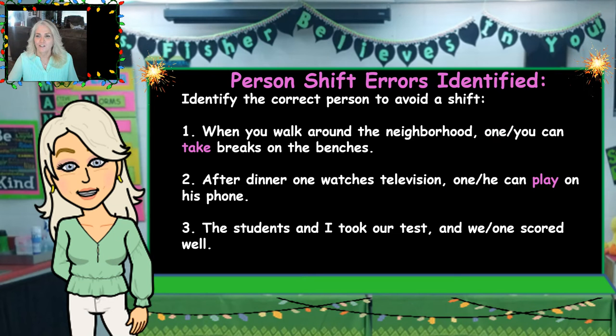Okay, so identify the correct person to avoid a shift in person. Number 1: When you walk around the neighborhood, one or you can take breaks on the benches. Number 2: After dinner, one watches television. One or he can play on his phone. Number 3: The students and I took our test and we or one scored well.